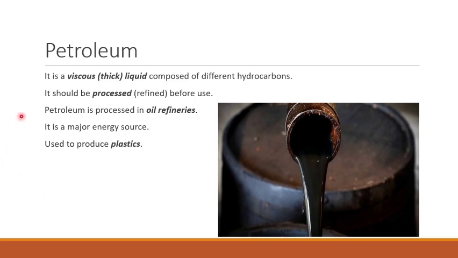Where do we refine petroleum? Petroleum is refined or processed in oil refineries. So the factories where we separate the components of petroleum, we call them oil refineries. So the process is we extract petroleum from underground wells, we transport it into oil refineries. At oil refineries, we separate petroleum into its different components. As before, petroleum has two roles: an energy source or fuel, and it could also be used to produce plastics.